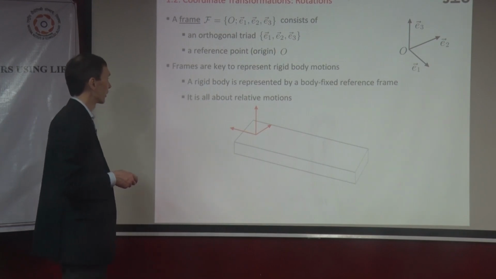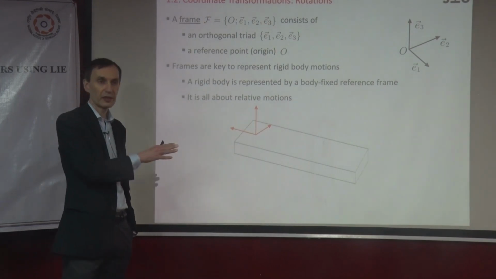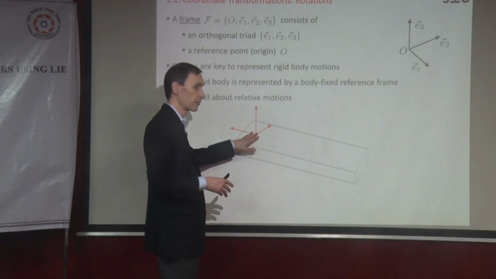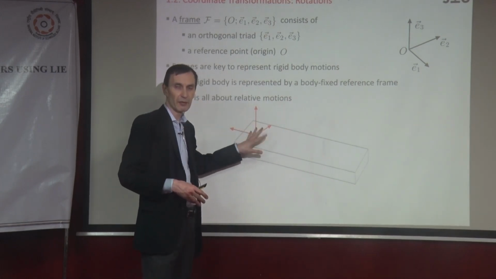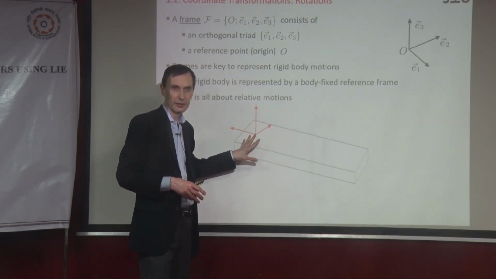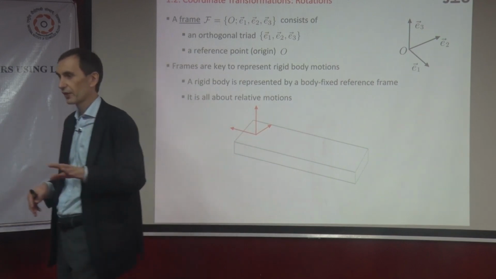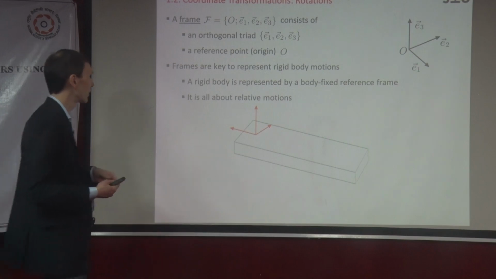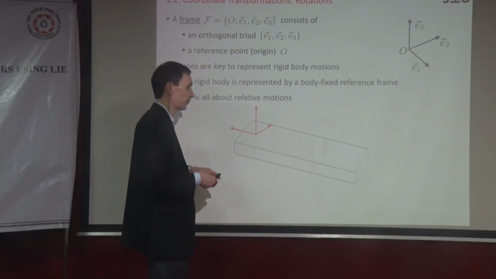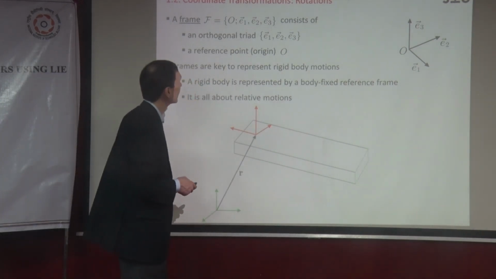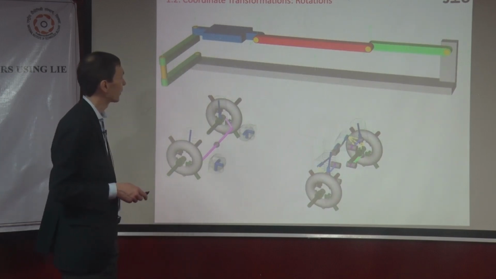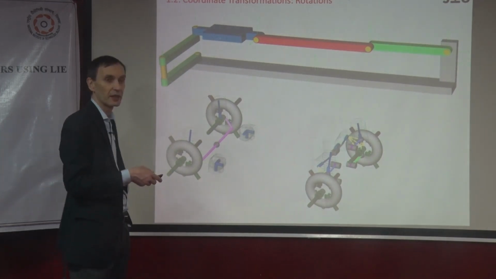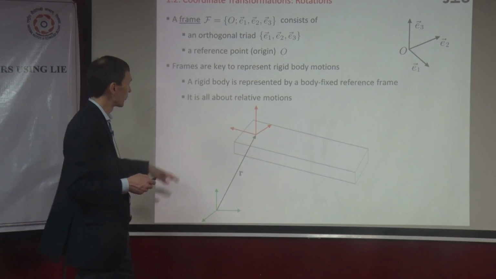So as I was saying, once you have affixed a frame to a rigid body, then you know everything about the rigid body motion. The only question is, how do you describe the frame motion? I mean, how do you describe the orientation and the displacement of the frame?